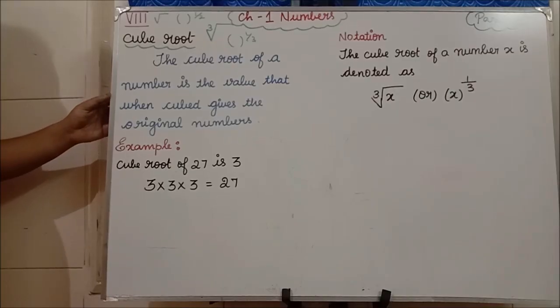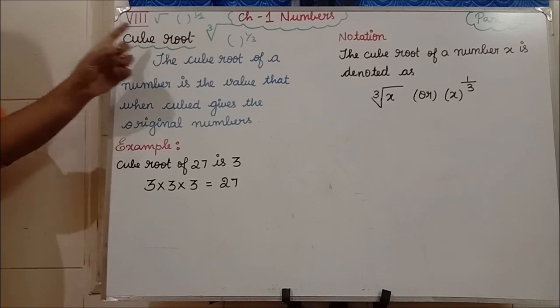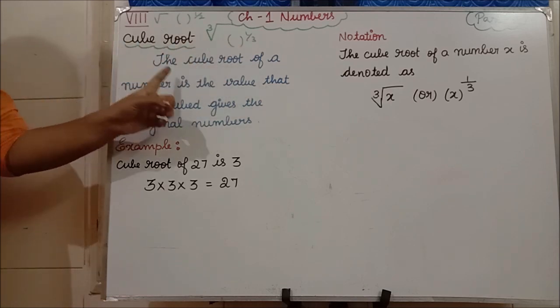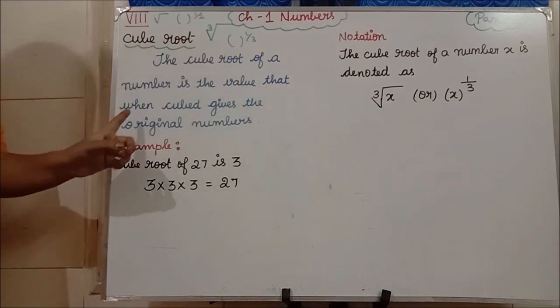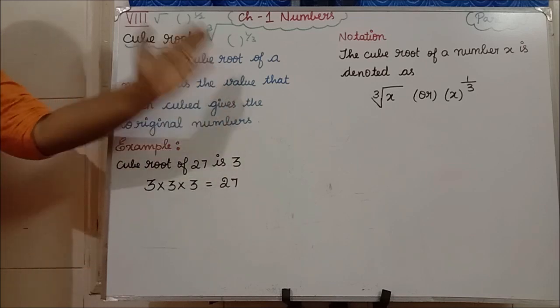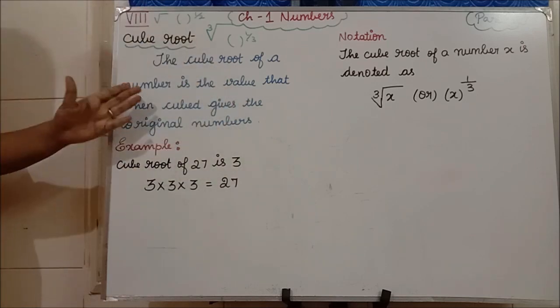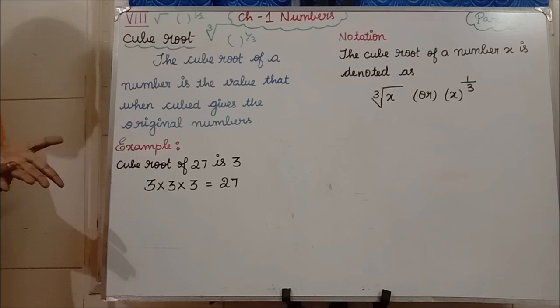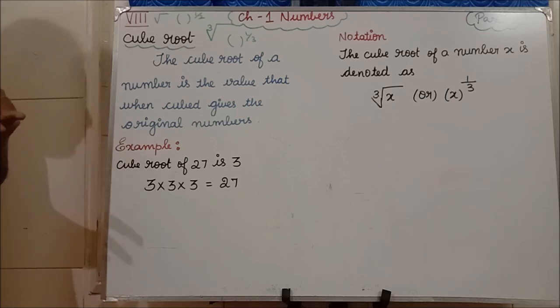We are now in part 11 session. In part 11 session, we are going to learn about cube root. The cube root of a number is the value that when cubed gives the original number. What they are saying is, if you are multiplying the same number three times, then the answer you get is the cube number.